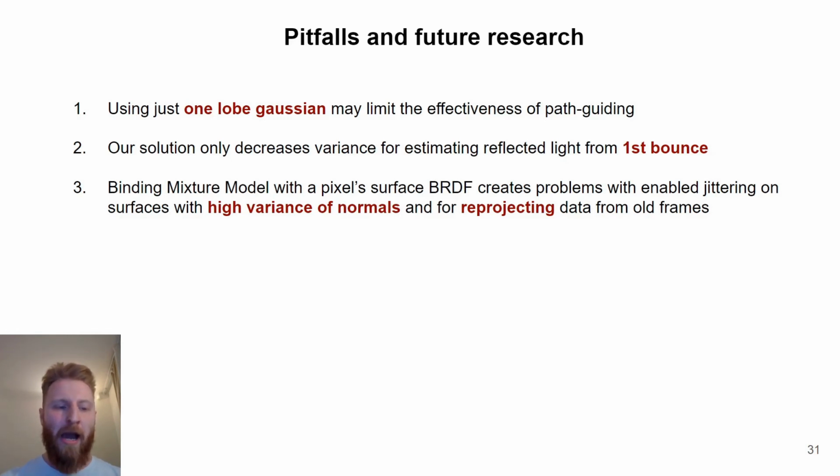Moreover, binding mixture models with pixel surface depth gives better results, but sometimes it introduces problems with surfaces with high variance of normals and enabled jittering. And also in cases of reprojecting data from old frames to new ones.